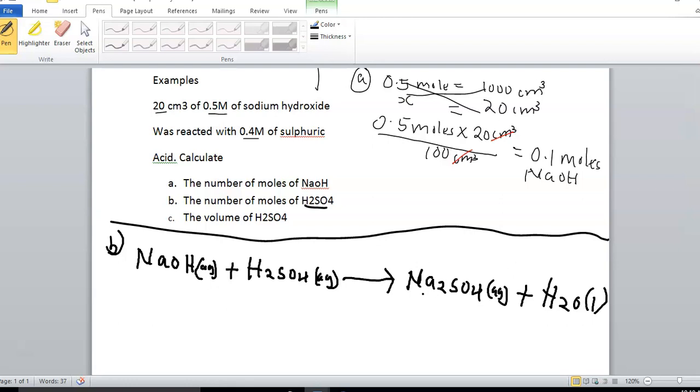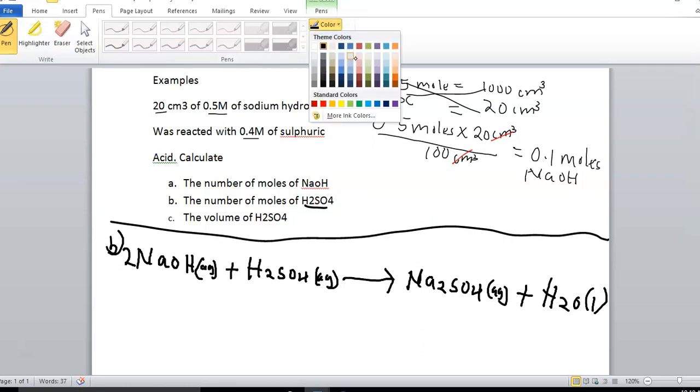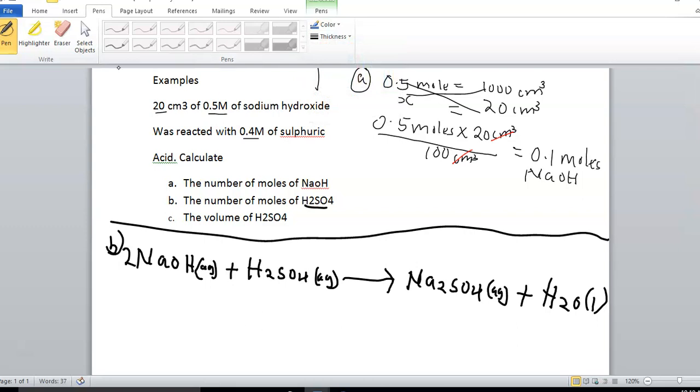Now to balance this equation, sodium is 2 here, so you put 2 here. Sulfur is 1 and sulfur is 1, so sulfur is balanced. When I'm balancing, I will use the green color. So we put 2 here, since we have sodium 2 here.